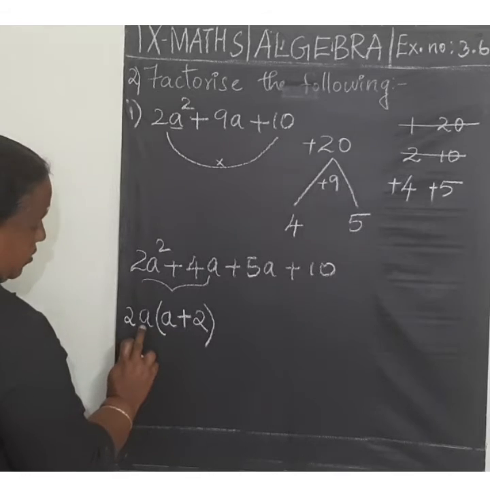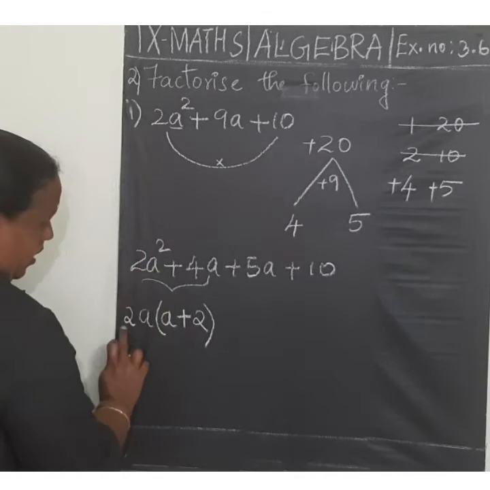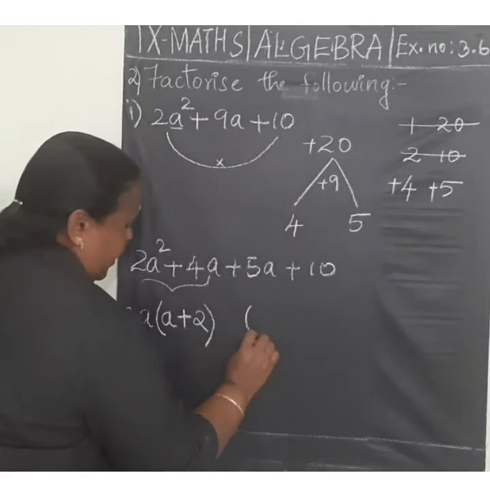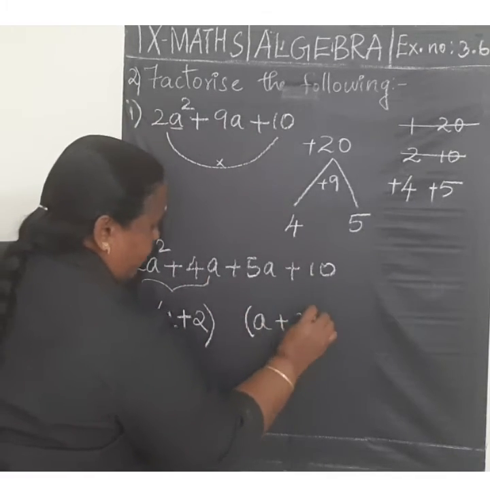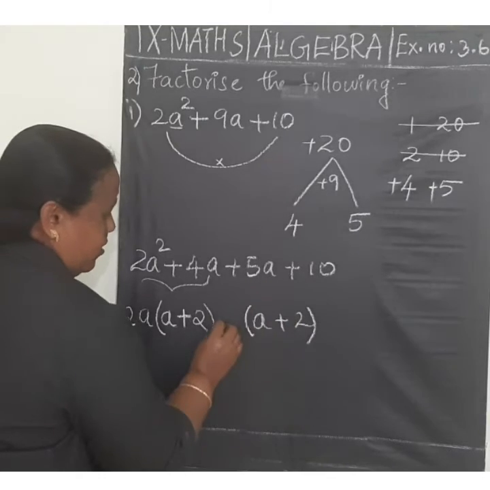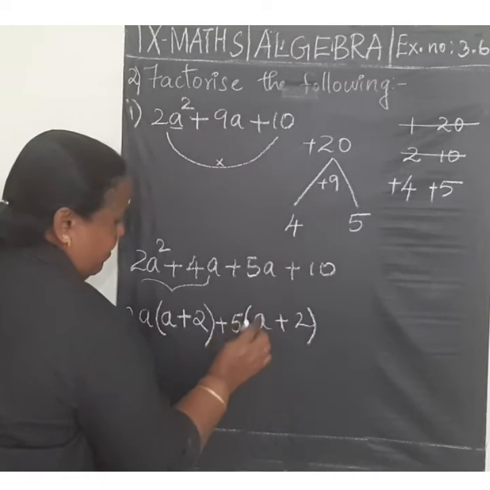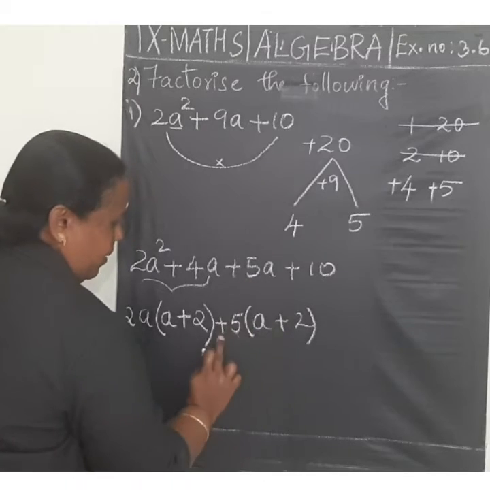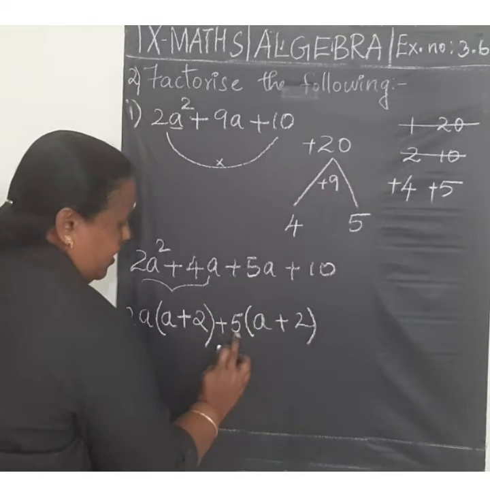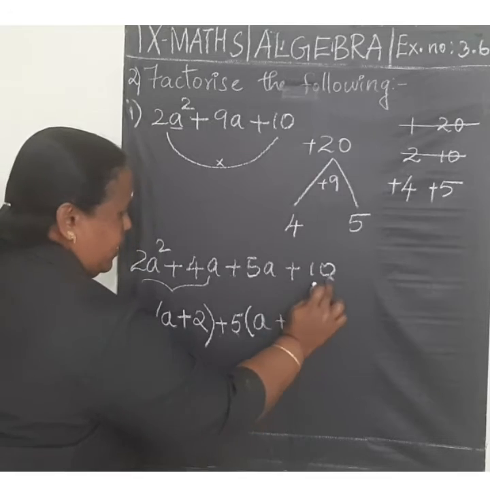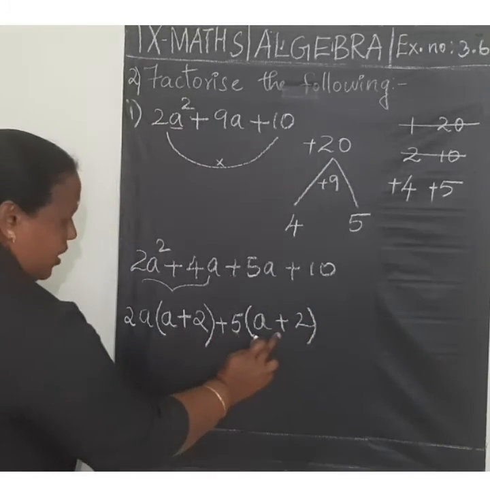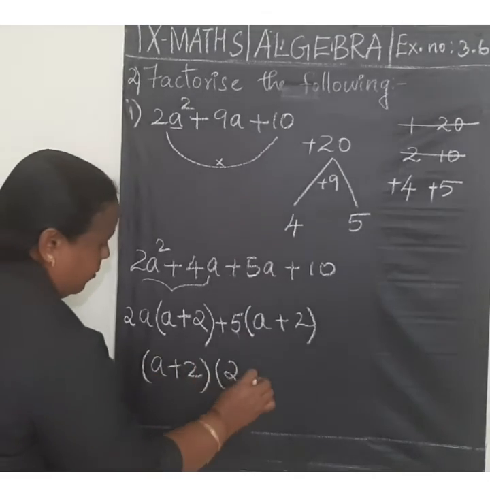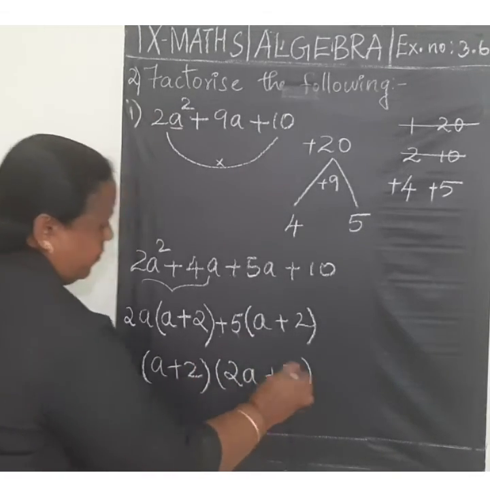When we are multiplying this 2a into a, 2a squared. 2a into 2, 4a. We are getting 2a squared plus 4a. Here we have to write 8a plus 2, but we need here plus 5a. So we have to put here plus 5. Then we have to check it. Here 5 into a, 5a. Here plus 10. Next 5 into 2, 10. Plus 10 we are getting. So in both, a plus 2 is common. So a plus 2, the remaining is 2a plus 5.